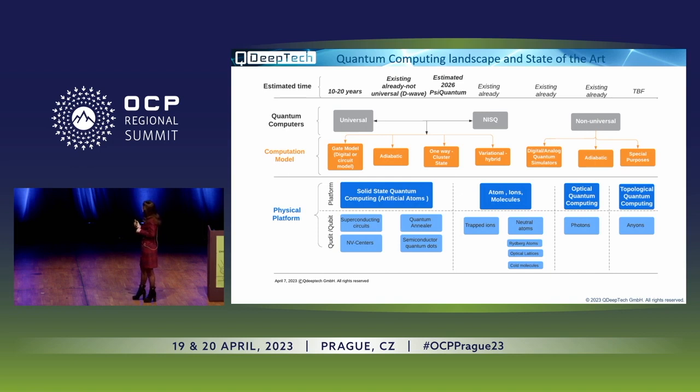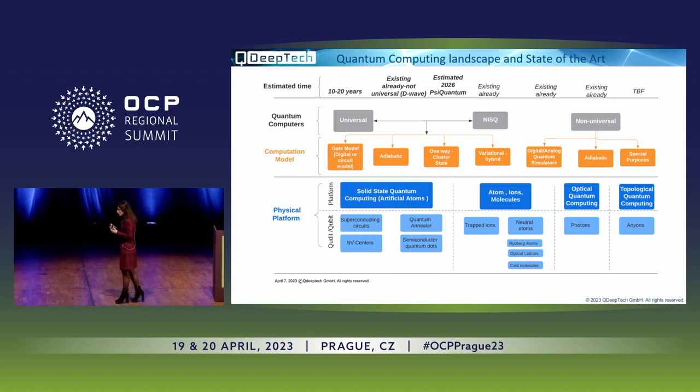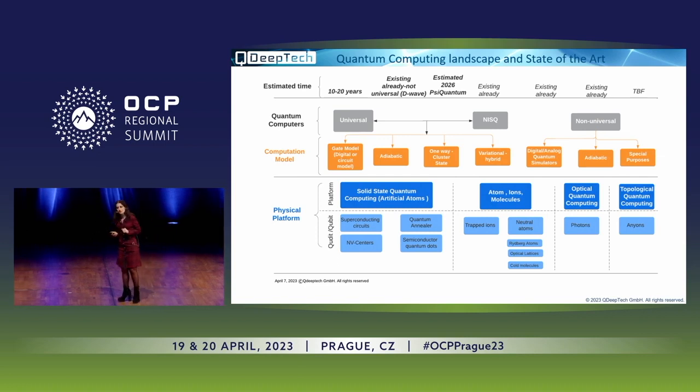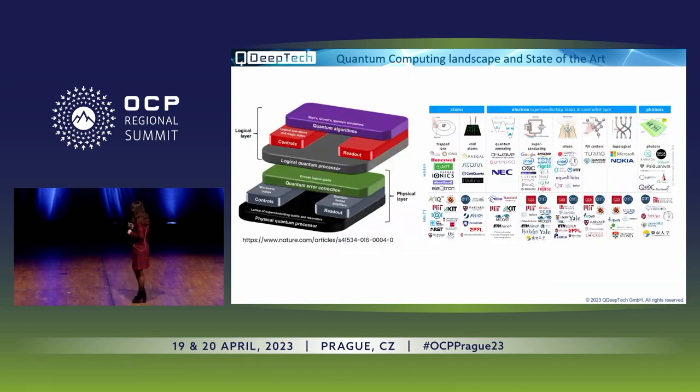There are existing quantum computers, the noisy intermediate-scale quantum computers, and there are non-universal quantum computers, like adiabatic quantum computers, or for example annealers, that are used for optimization problems. That is the next talk after me, with a specific use case of how they do these kinds of things. And there are companies working on this; everybody has adopted their own physical platform and their own way of computation.